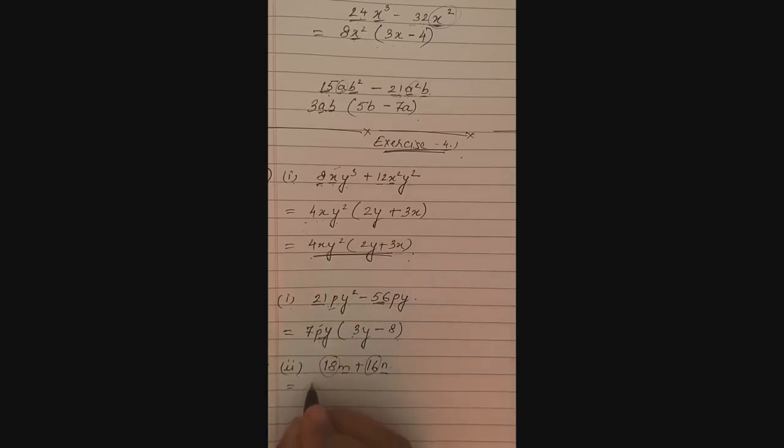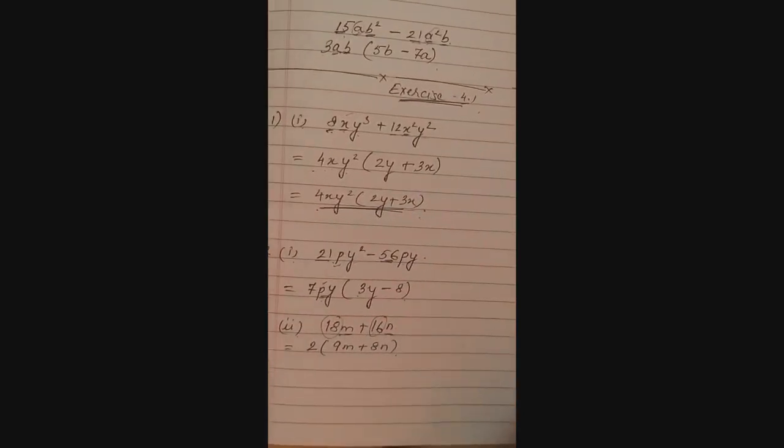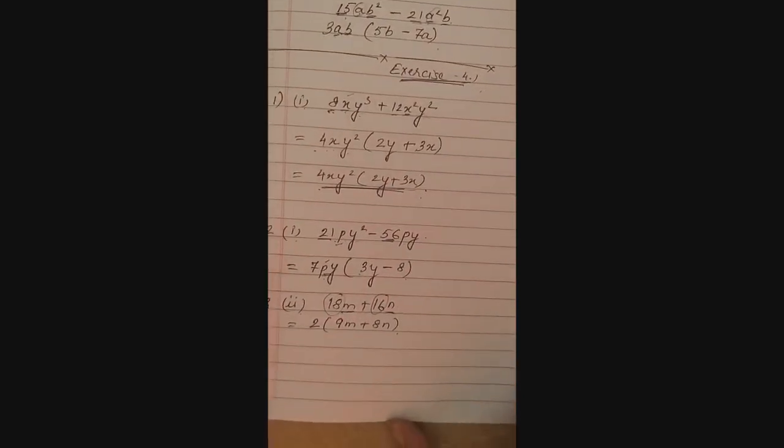Yes, 2. So we'll take 2 common. So taking 2 common, what is left is 9m plus 8n. Okay, it's not compulsory every time we will have a common for this variable coefficient, that is the literal coefficient. It's not compulsory to have a common every time. Okay. Now let's see question number 4.